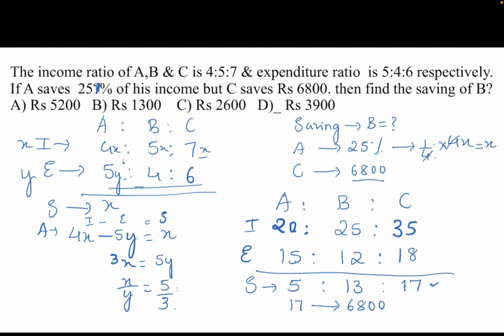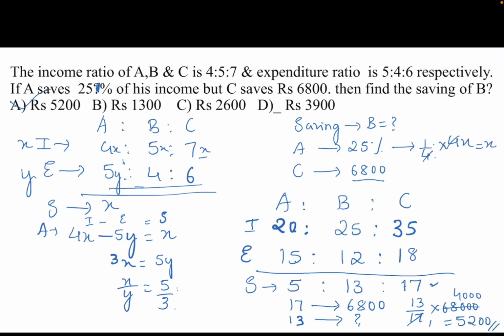Then what are they asking? B's saving. B's saving is how much? 13 parts. So 13 parts is how much? Okay. So 13 divided by 17 into 6,800. 17 ones are 17, 17 fours are 68, and these zeros. 13 fours are 52. So it is 5,200 is the savings of B.